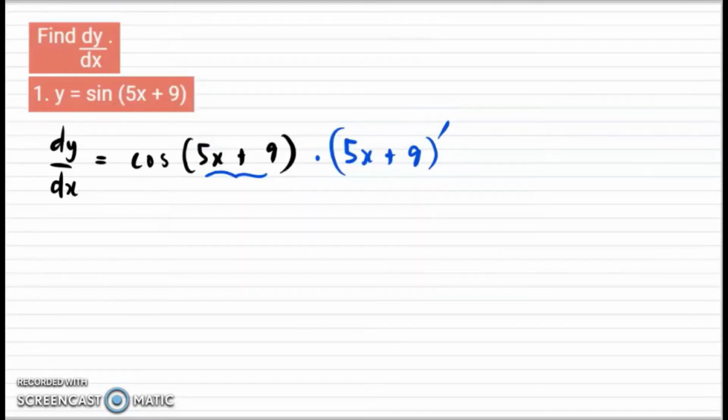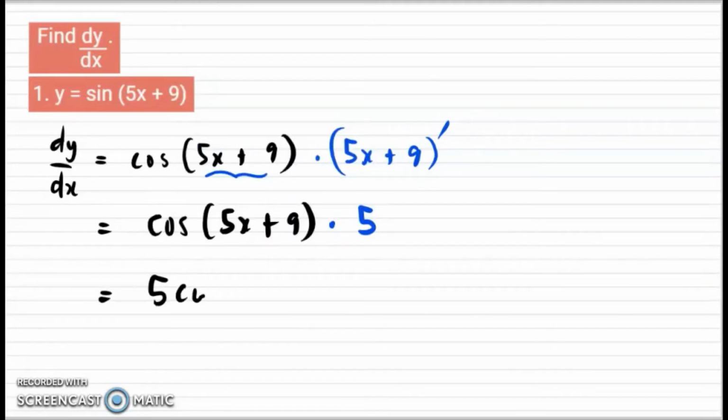And then we have cosine 5x plus 9 multiplied by, now we apply the derivative rule that we already know from before. So 5x, the derivative is just a 5. And as for the 9, since it's a constant, the derivative is 0. So we don't write that anymore. And to finalize our answer, we have 5 cosine 5x plus 9.